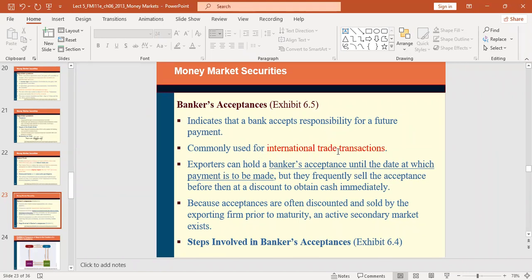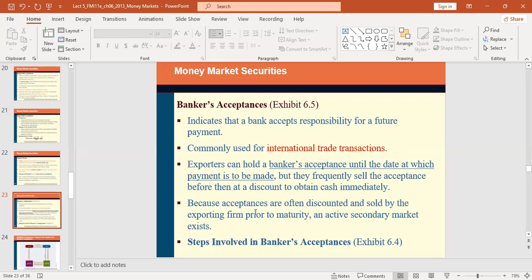So it's commonly used for international trade transactions. For example, the exporter can hold a banker's acceptance until the date at which payment is to be made. But they frequently sell the acceptance before then at a discount to obtain cash immediately. So because banks are involved, if the exporter needs money urgently, he can immediately sell and get his cash. Of course, there will be a price for collecting the money much earlier. Because acceptances are often discounted and sold by the exporting firm prior to maturity, an active secondary market exists.